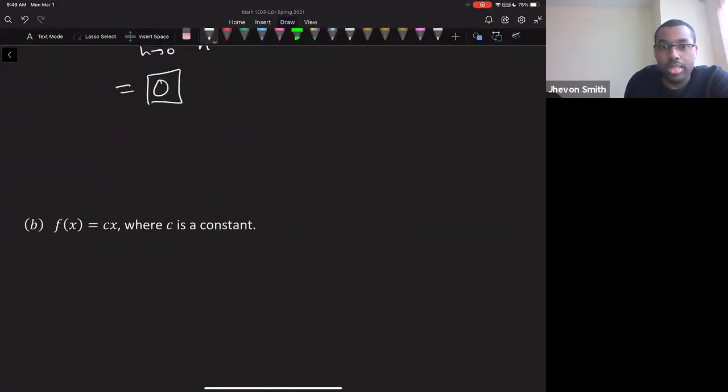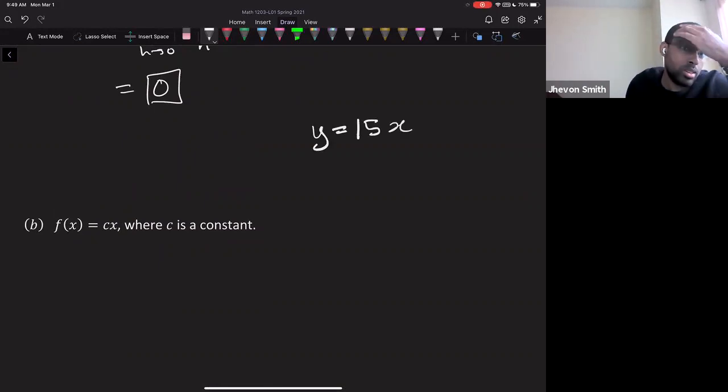f of x equals cx, where c is a constant. So it's like y equals 5x, y equals 7x, y equals 15x. What would be the derivative? Is it 1? So I had y equals, say, 15x. The derivative would be 1. No, it would be the constant. It would be c. Yeah.